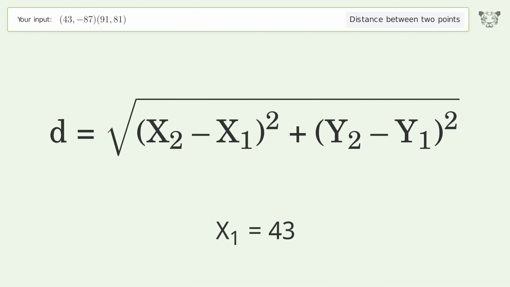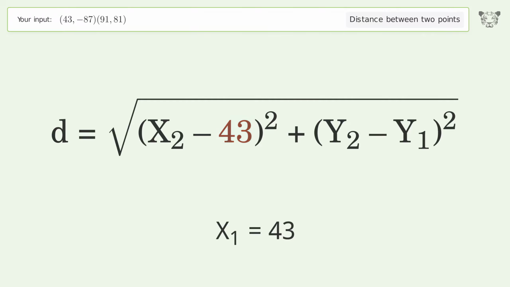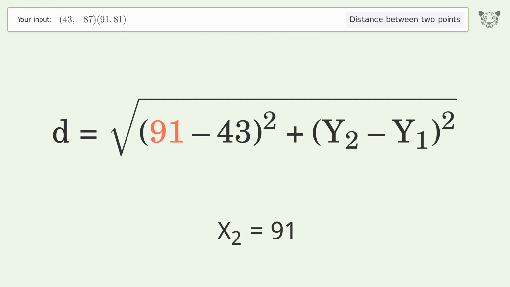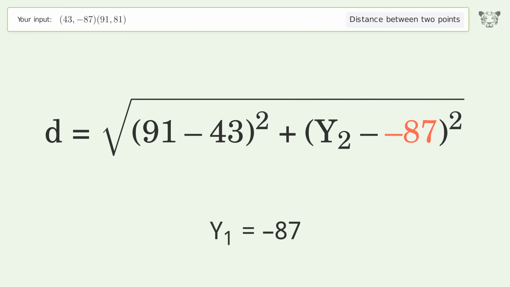x1 equals 43. x2 equals 91. y1 equals -87. y2 equals 81.